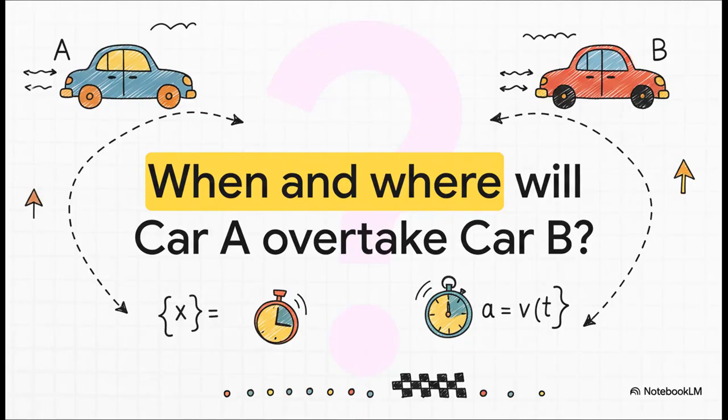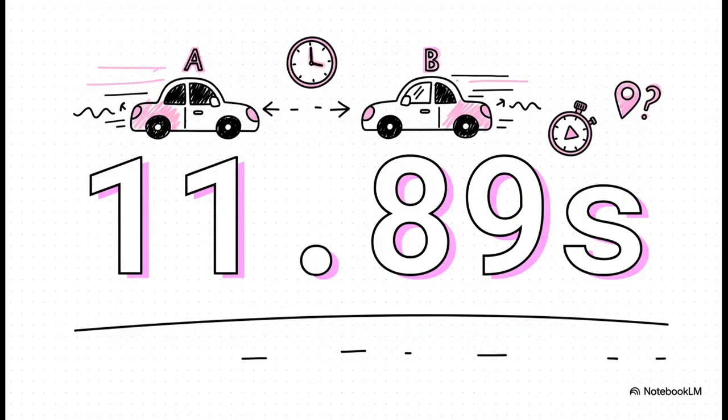And this is the million-dollar question we want to answer. The key, the whole trick, is to realize that at the exact moment car A overtakes car B, they have to be in the same place at the same time. So we can use our kinematic equations, write out an expression for each car's position, set them equal to each other, and solve for time. And the answer is just under 12 seconds. That's it. That's all the time it takes for car A to finally catch up.